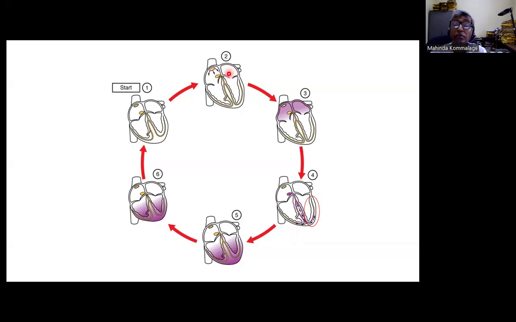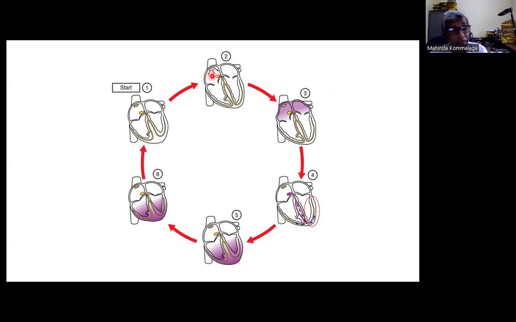Why? Why in the atria do we get the electrical activity earlier in the... sorry, the right atrium gets the electrical activity slightly earlier than the left atrium. Why? Because the SA node is present in the atrium. Yes, please, again. I didn't get your answer. Because the SA node is present in the atria. Yes, exactly. Very good. Because the SA node is there.